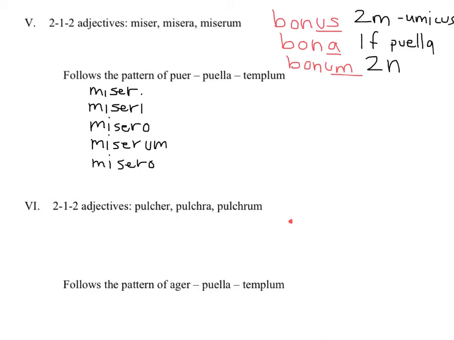and misero, and then the vocative. That's the singular. It follows the exact same pattern as puer, which you just learned. Puella is the model for misera. Nothing new there at all.